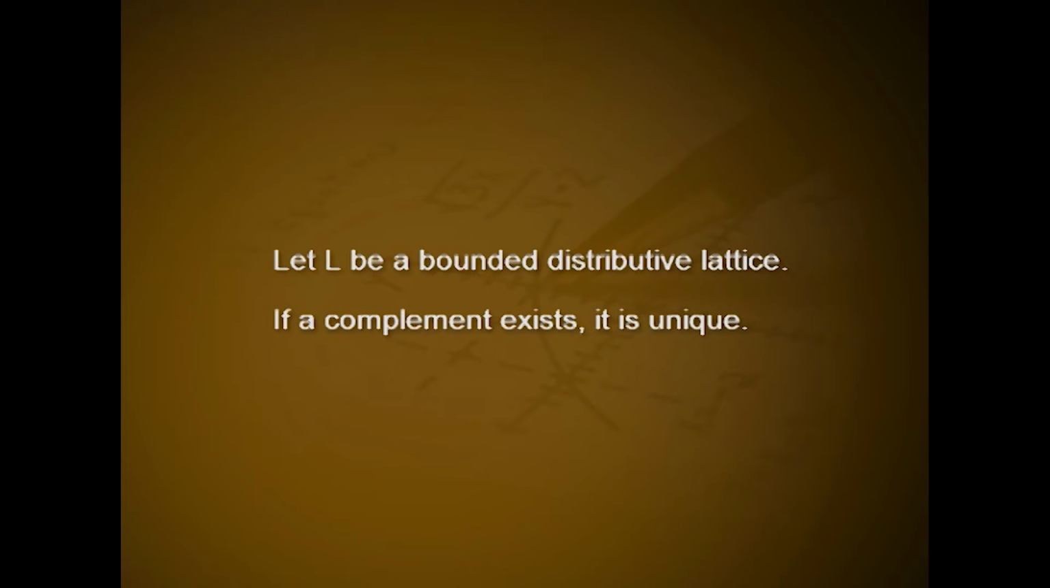Examples 14 and 15 show that an element A in a lattice need not have a complement, and it may have more than one complement. We will see now that for a bounded distributive lattice, the situation is more restrictive, as shown by the following theorem. Theorem 7. Let L be a bounded distributive lattice. If a complement exists, then it is unique.